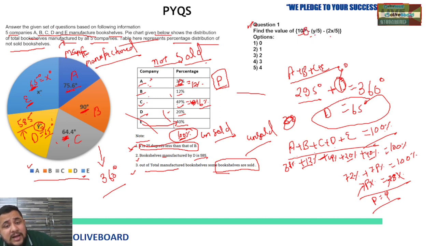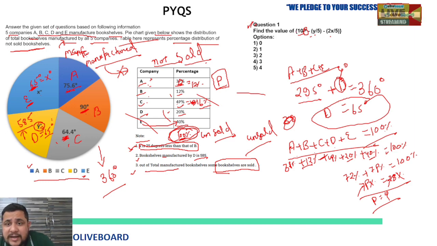So this is total unsold. Don't say it is with respect to total manufactured books. No, see, the table here represents the percentage distribution of not sold bookshelves. So the total not sold bookshelves percentage is distributed here. So we can say that it is with respect to that unsold, and we compare that and easily find the value of P.